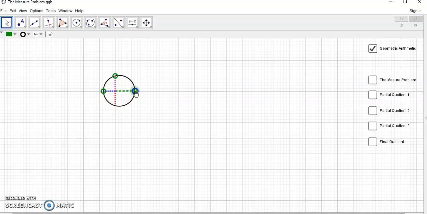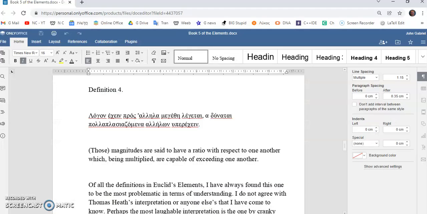But if the magnitudes are greater than the chosen unit, then the product of the two, green and blue, has a product of red. The product of red will exceed both of them. So we'd call this a special ratio where the product of these two magnitudes, the blue and the green, have a multiple, red, that exceeds both of them. Okay?